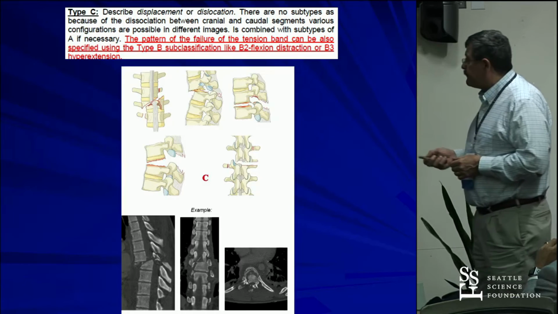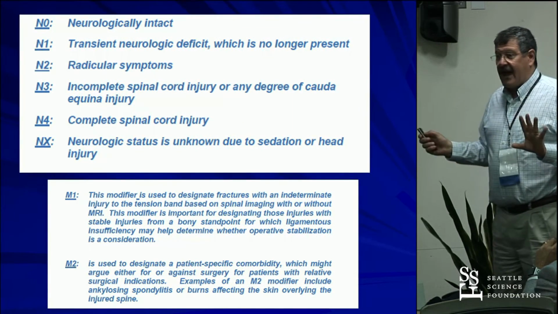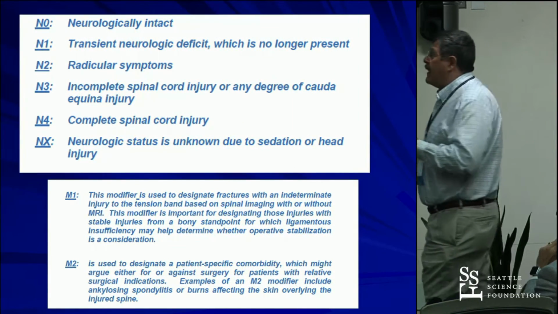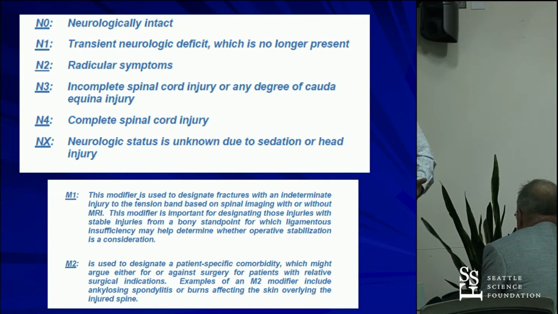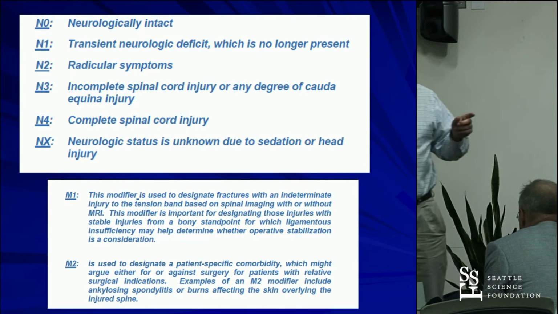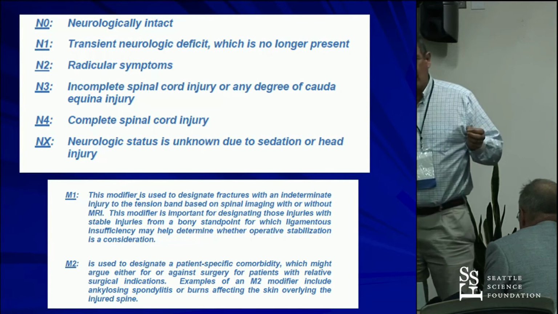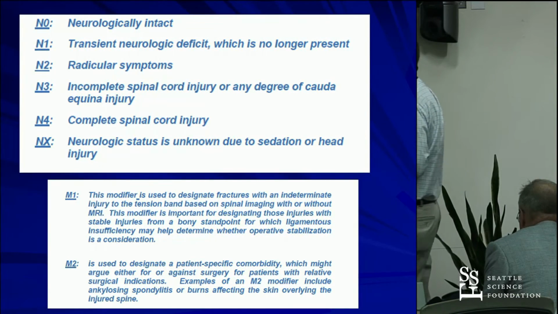Okay? So then what they did, they said we got to have the neurology. And they made it very simple. N0 means it's intact. N1 meant there was transient deficit at the scene that's resolved. And so when we see a burst fracture come in, it says my legs were tingling at the scene, I didn't feel like I could move it, but they're all better now. We know there was a lot more energy there. There was probably a ding to the cord. We're going to be more aggressive in that circumstance.